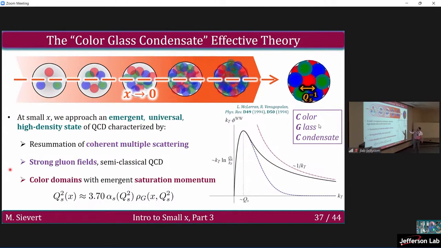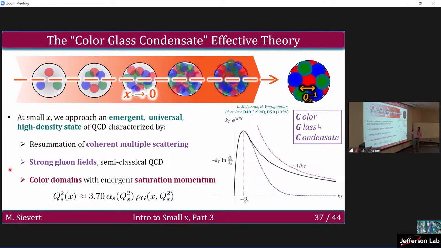And so at a given value of x, your coherent color domains keep shrinking. And they have a particular size at whatever x you're at. The size of a color domain defines a length scale. 1 over that size is a momentum scale. This is the saturation momentum QS.